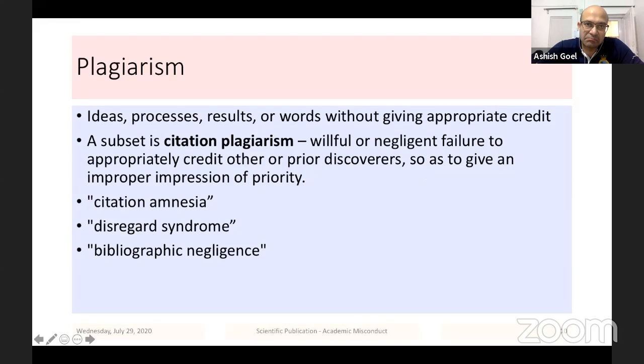It could be the copying of ideas, processes, results, or words without giving appropriate credit. And there's also a subset of it, which is citation plagiarism, where you willfully forget or have a negligent failure to appropriately credit the other person who's done this work before you, just to give an improper sense of priority or preference or importance to yourself. This is also called citation amnesia or disregard syndrome or even bibliographic negligence.